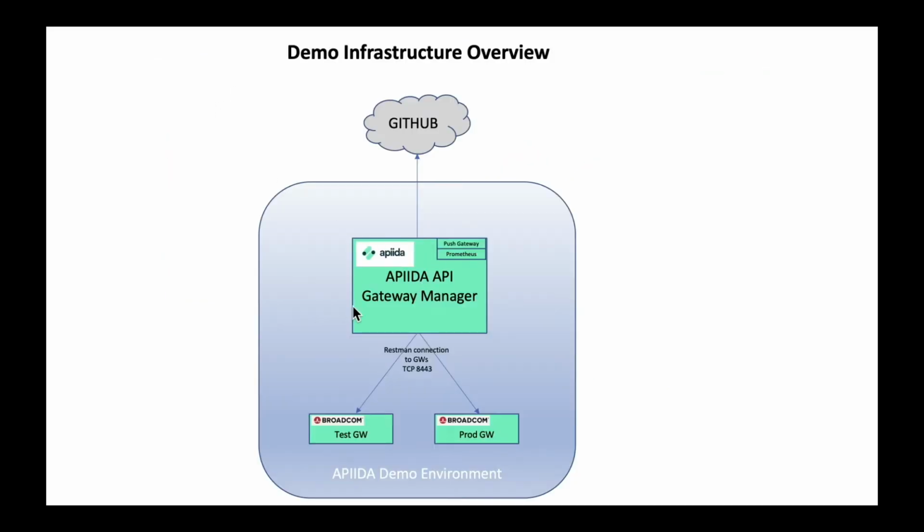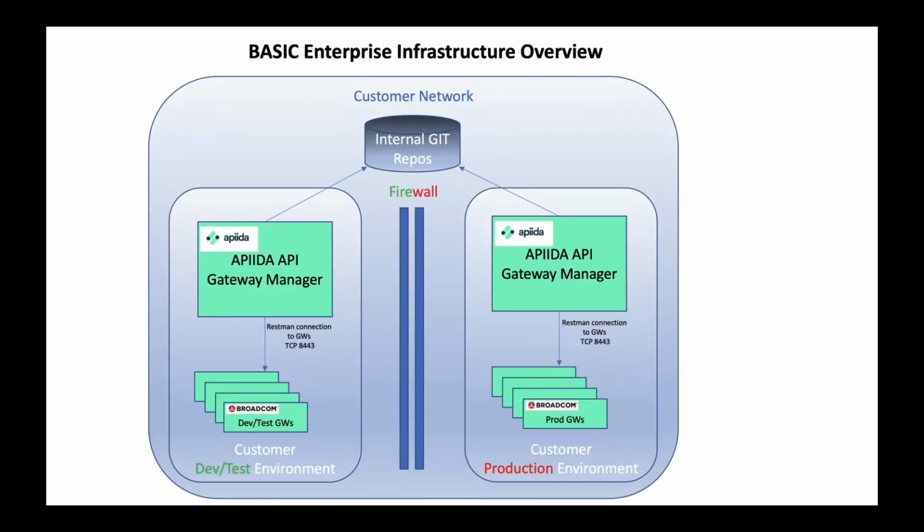Here you can see the Gateway Manager is in the demo environment, and it's connected to a test gateway and a production gateway. And then it has links to GitHub, to the various repositories for the APIs which I will be using for the demonstration. Using version control and Git integration in particular with the API Gateway Manager gives you the possibility to silo your environments. So you can have multiple gateway managers connecting to your internal Git repository, and they will not straddle the firewall between any test, development or production environments.